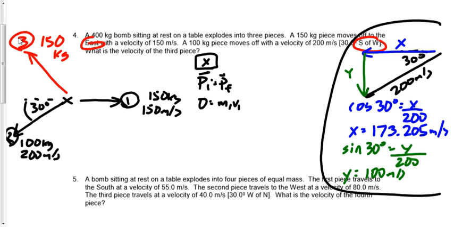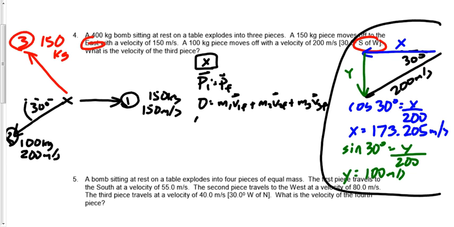m1 v1f plus m2 v2f plus m3 v3f. Can we cancel out a mass? No, it's not the same, right? Notice number 5, though, which is the first one you're going to work on yourself. Bomb sitting at rest on a table explodes into 4 pieces of, you don't even know what the mass is. Doesn't matter, right? It's going to cancel.